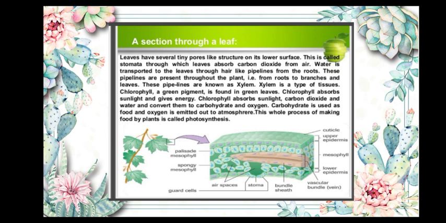Chlorophyll, a green pigment, is found in green leaves. Chlorophyll absorbs sunlight and gives energy. Chlorophyll absorbs sunlight, carbon dioxide and water and converts them into carbohydrate and oxygen. Carbohydrate is used as food and oxygen is emitted out to the atmosphere, which means it is exhaled from the plant to the outer surroundings. This whole process of making food by a plant is called photosynthesis.